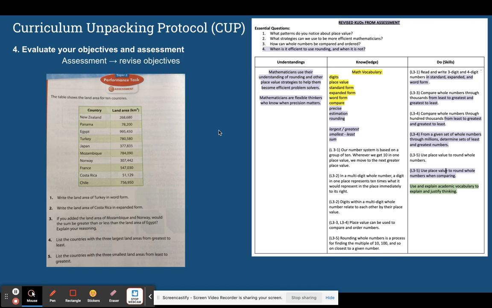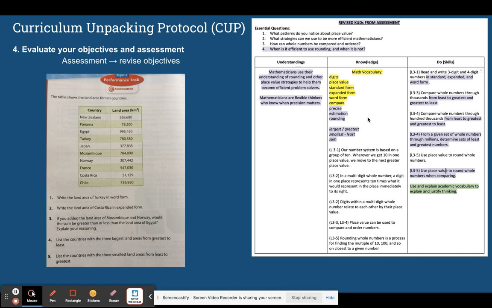I also know that there's important times when they want to be efficient and use rounding, and other times where it's more important for them to use precision. So that's something that I want them to do. If I can build up that kind of flexible thinking and have them be able to apply it to a variety of problems, that's going to be so meaningful for them as learners.